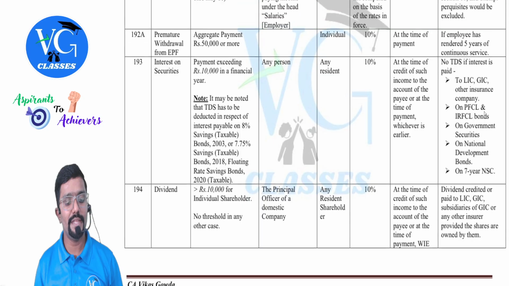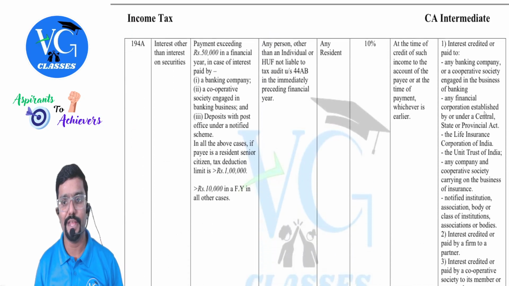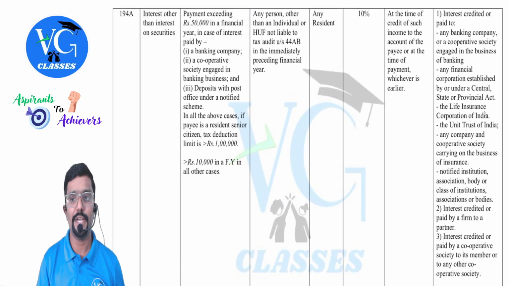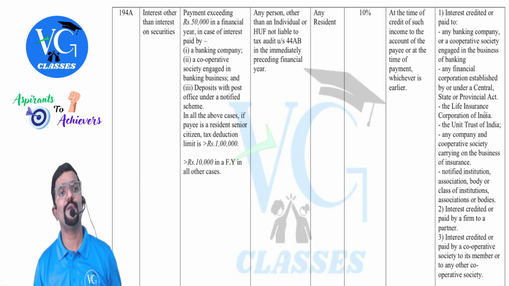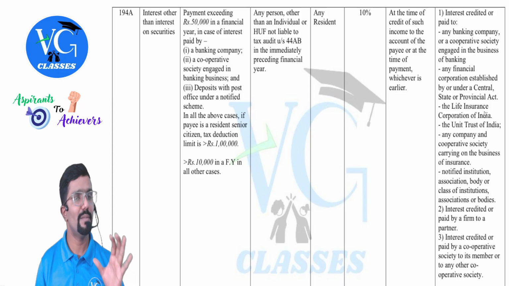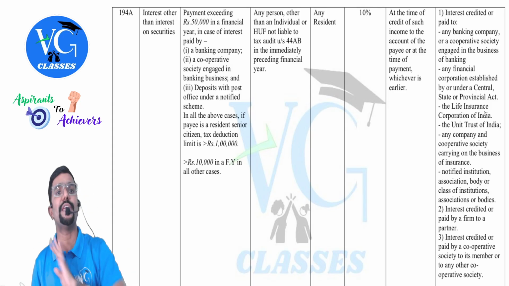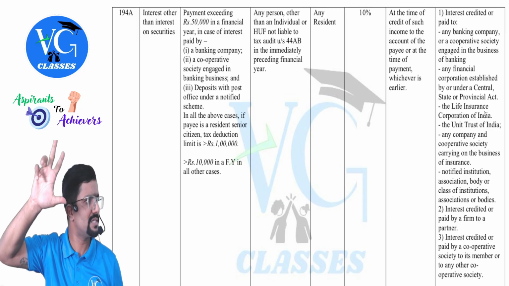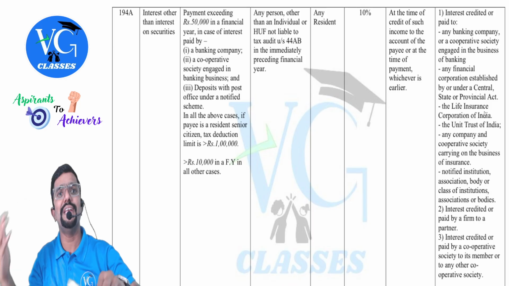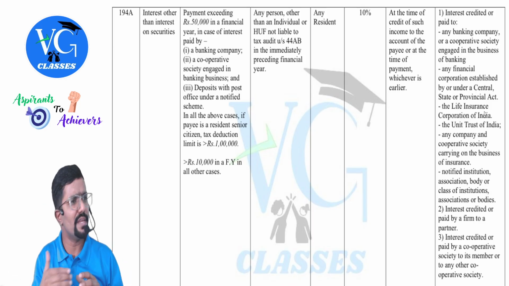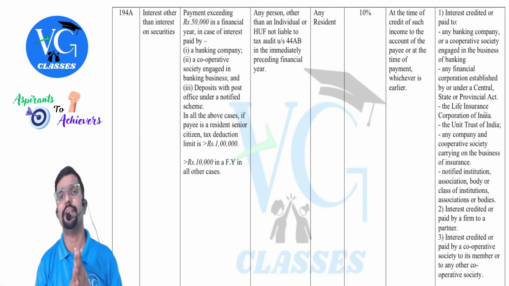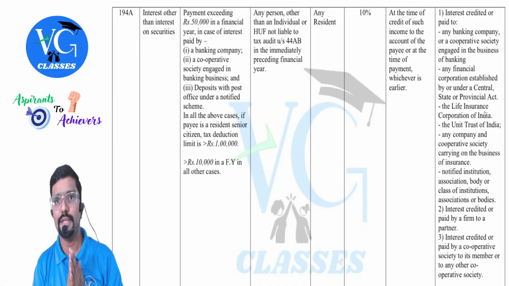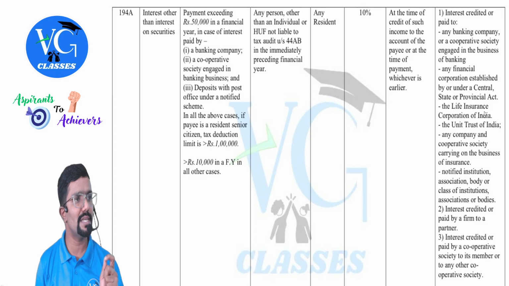Okay. So 193 we have done. I will cover 194A first, then we will go to 194. 194A also talks about interest, but interest other than interest on securities. You know, securities include only bonds, debt instruments, debentures like that. Sir, what if I am paying interest on loans, borrowings, deposits? Then that is covered here. So whatever is covered here is interest other than interest on securities.